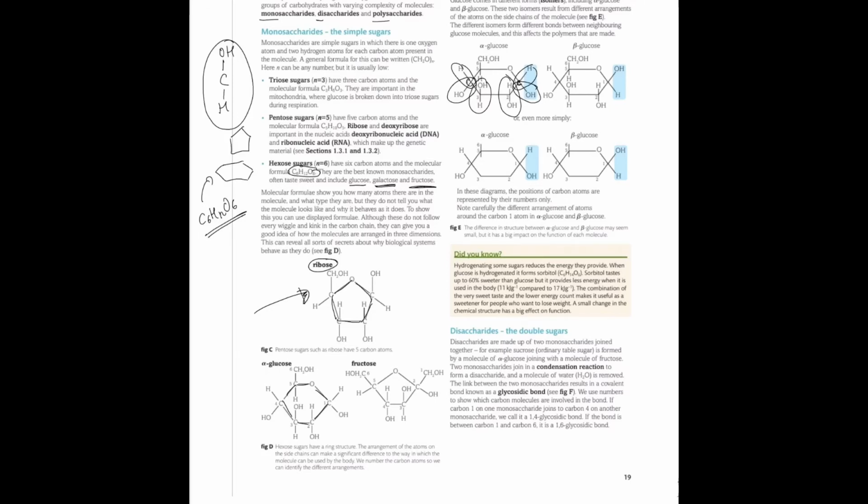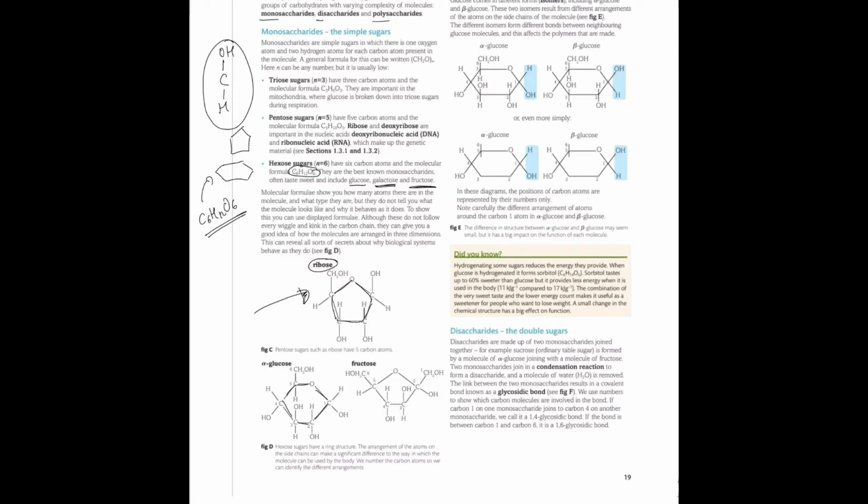Alpha glucose and beta glucose. Glucose comes in different forms, called isomers. Isomers may be a new word to you, and it just means they have the same molecular formula, but they may be arranged a bit differently. These two isomers, alpha glucose and beta glucose, result from different arrangements of atoms on the side chains of the molecule. The different isomers form different bonds between neighbouring glucose molecules, and this affects the polymers that are made.